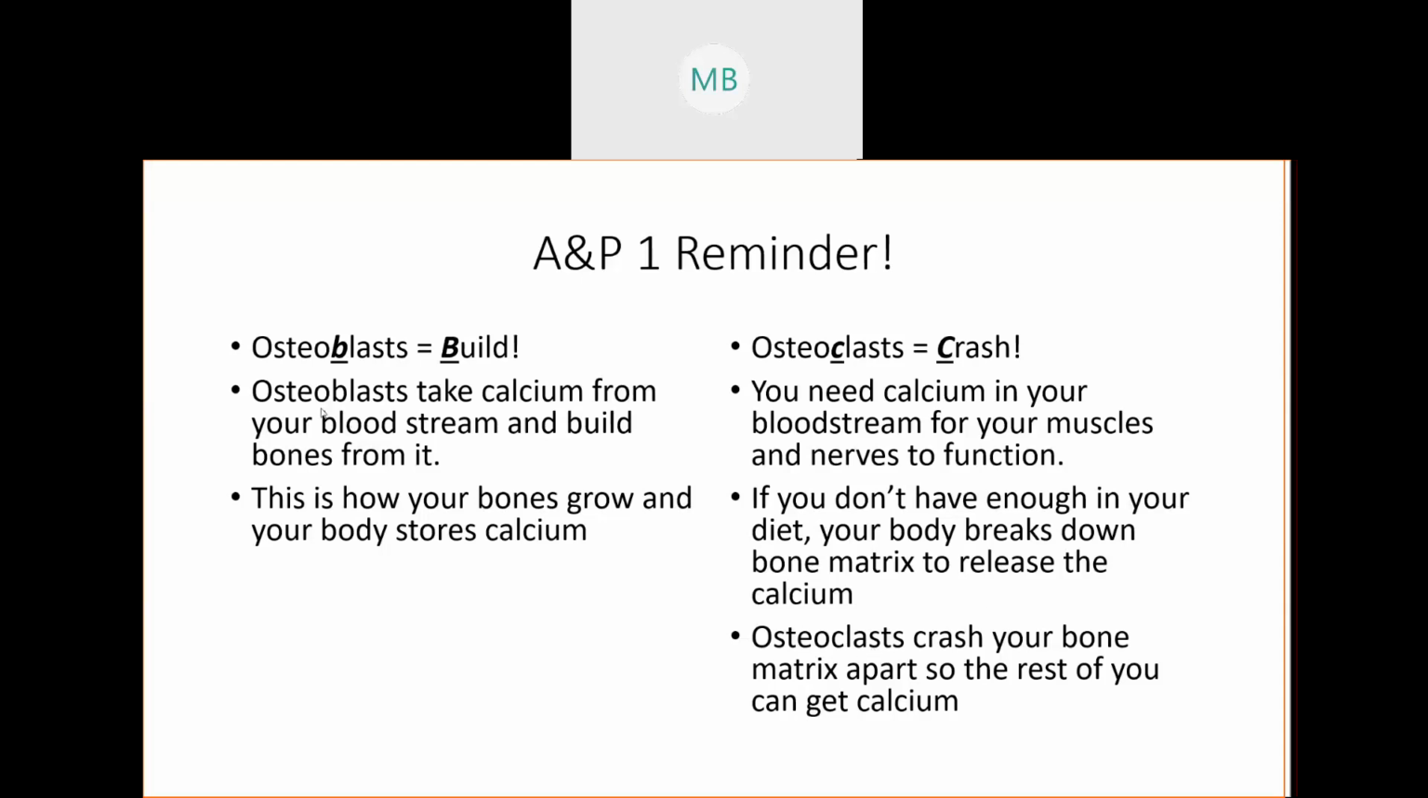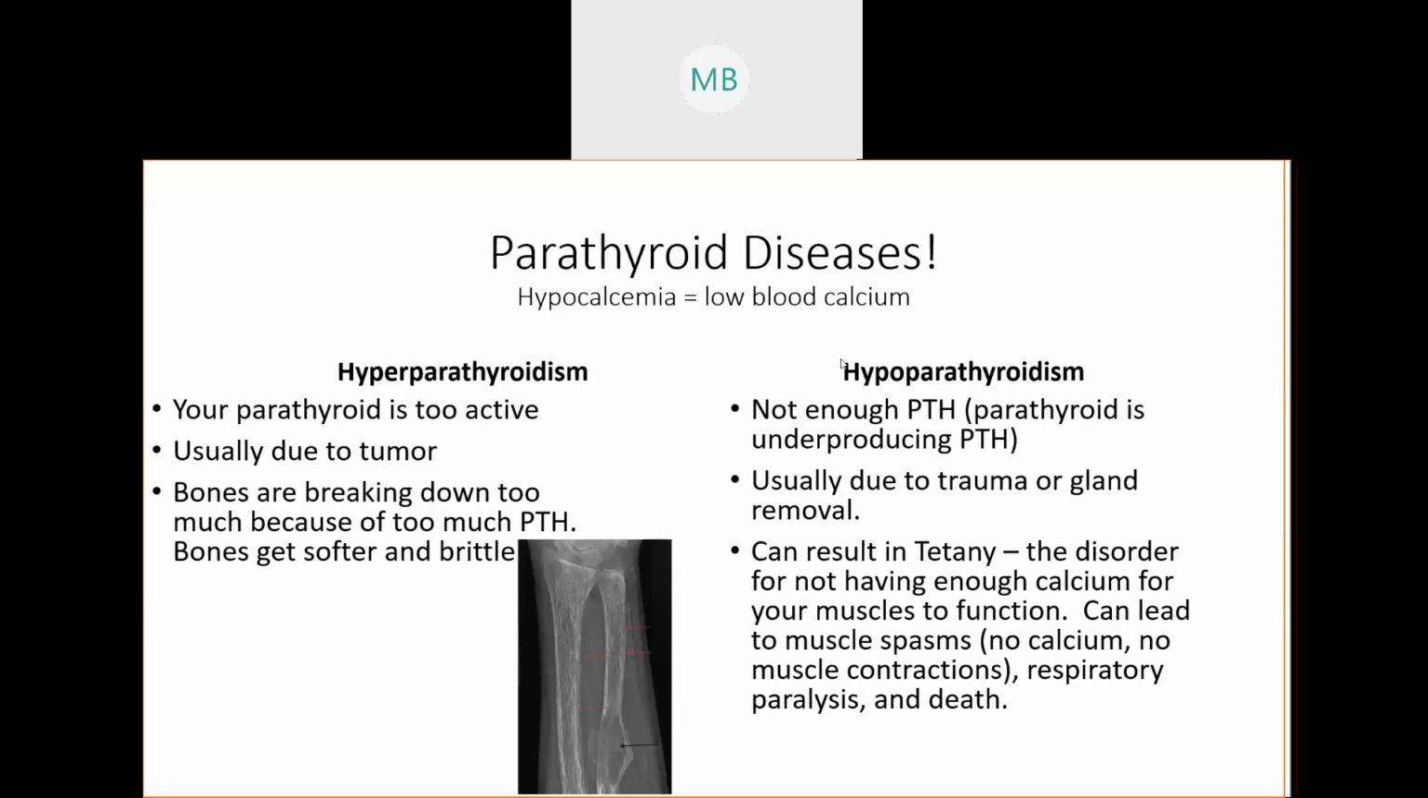Osteoclasts are the opposite of osteoblasts, and osteoclasts crash your bone matrix apart so the rest of you can get the calcium that you need. Right? This is going to bring us to a couple of your parathyroid hormone diseases that we need to talk about. Hypocalcemia: hypo meaning under, calc for calcium, and emia is the suffix for blood. So hypocalcemia literally translates to low blood calcium. Right? That's going to be an important factor in both of these illnesses.